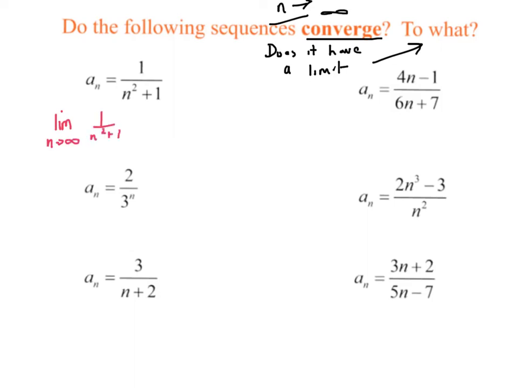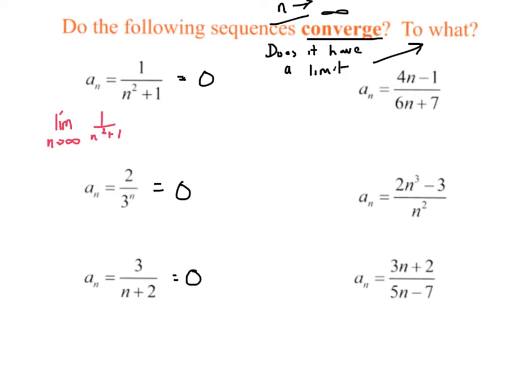Well, use your rules from pre-calc. High powers on the bottom. This will continue to grow. Therefore, the limit is 0. The sequence converges to 0. If the sequence was going to infinity, then we would say it diverged. So this second one, again, if n gets larger and larger, 2 over a really big number approaches 0. This third one, the high power's on the bottom, so the limit would be 0.